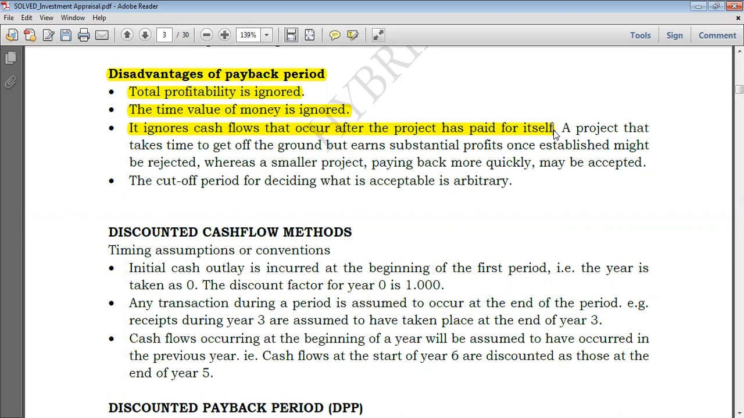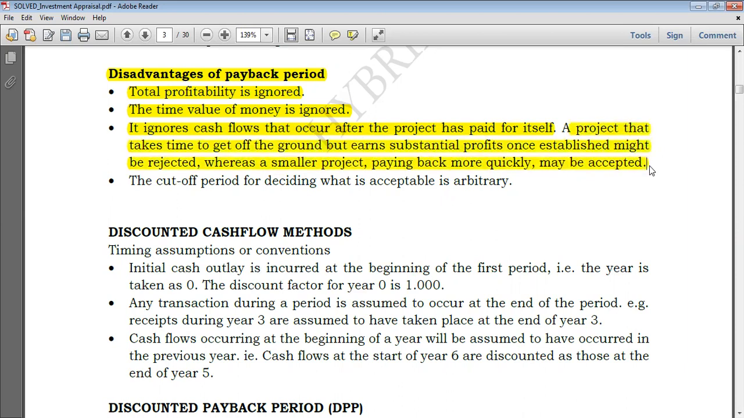You can find a project that pays for itself in 2 years, and you take that and ignore the one paying for itself in 4 years. But actually, the one paying itself in 4 years could earn a huge sum of money in the 5th year. But you have discarded it because your main concern was taking the shortest time possible to recover the initial investment. So it's just like that. That's why we're saying a project that takes time to get off the ground but earns substantial profits once established might be rejected, whereas a smaller project paying back more quickly may be accepted.